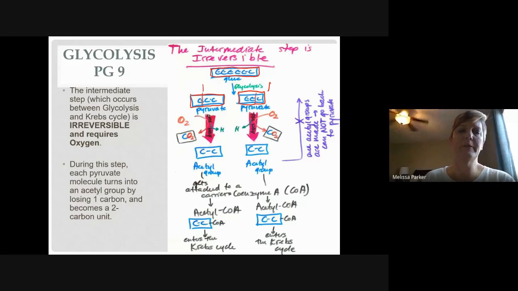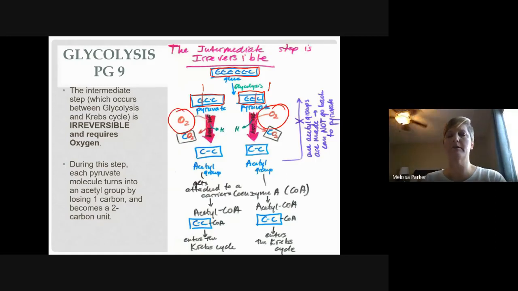All right, so the intermediate step, which occurs between glycolysis and the Krebs cycle, is irreversible. So once we add oxygen, it's not going to be reversible anymore. So if we go from the glucose to the pyruvate, we can take the pyruvate and go back to the glucose. But once we add this oxygen in, we can't go back anymore. Okay? It's a done deal. Can't go back.